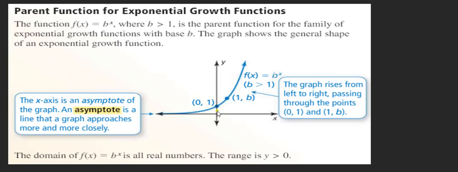And the graph goes through (0, 1), and as x goes to infinity, the y value goes to infinity. So the domain is going to be all real numbers, and the range will be y greater than 0. Again, this happens when b is greater than 1, where b is the base of an exponential function.